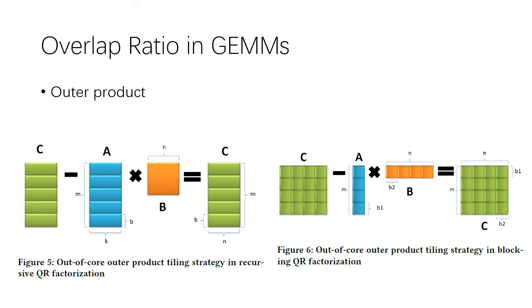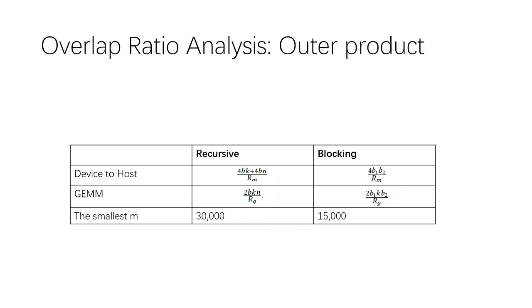Similarly, we have the blocking strategy of outer product. For the recursive algorithm, we let B stay on the GPU and move the blocks of A and C from host to device. For the blocking algorithm, we move the blocks of A, B, C forward and backward. Still, we assume the in-core gem and the data movement rate to be the same. Even though the equation is different, we can still find the result is the same, which means the overlap ratio of the recursive algorithm is higher.